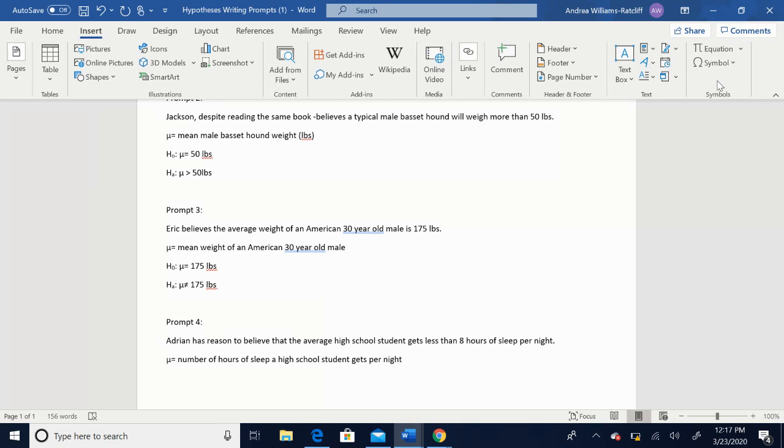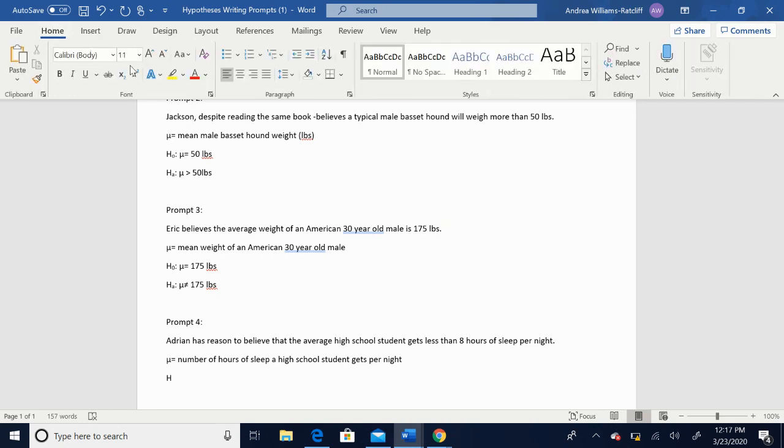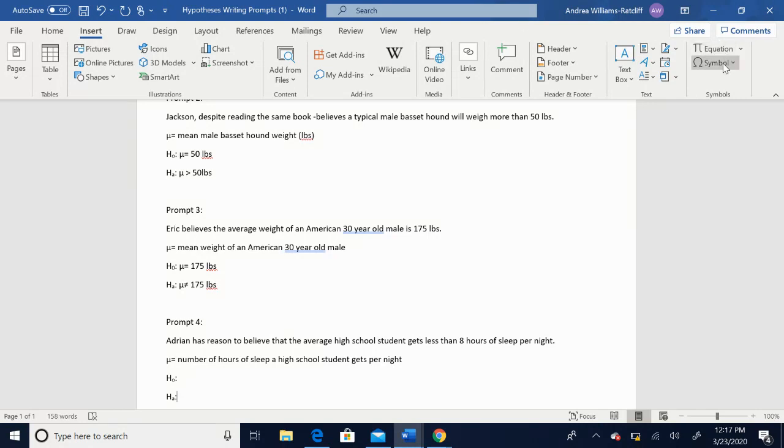So now we're going to try to write our hypotheses. I've got my null hypothesis, and I have my alternative hypothesis. And we know that if we read the prompt, Adrian has reason to believe the average high school student gets less than 8 hours of sleep. So that's definitely an inequality, which means my prompt here is addressing the alternative. So I want to deal with the alternative first because that's what my prompt is telling me. And it says it is less than 8 hours.